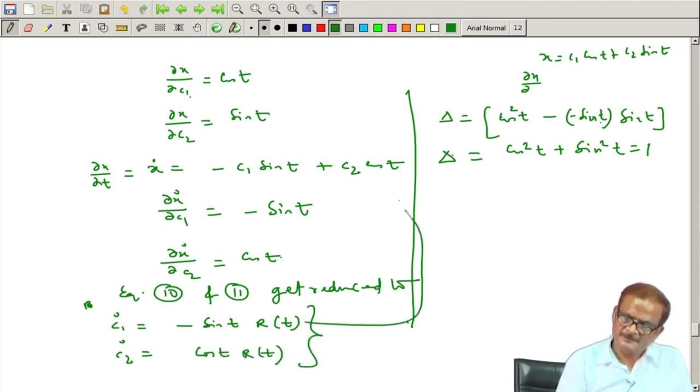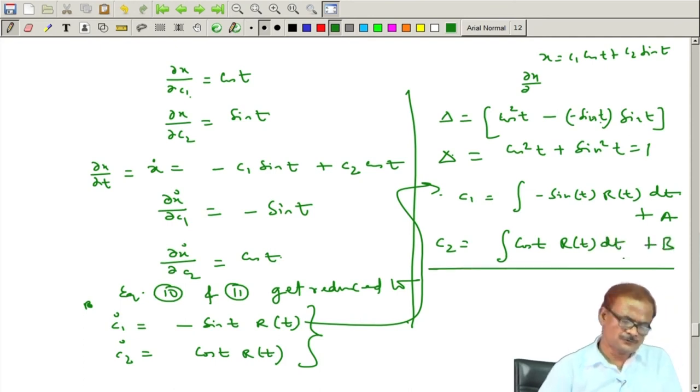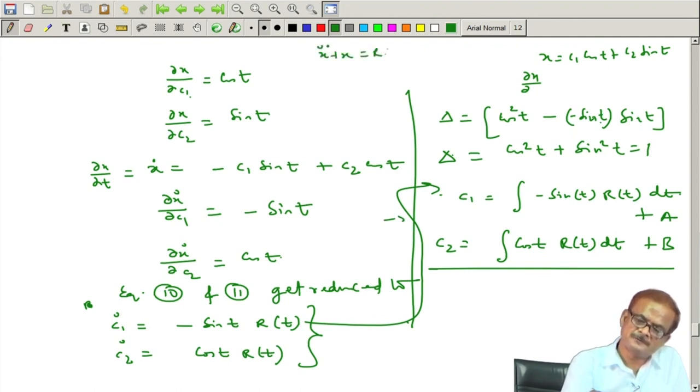And if we integrate it, we get c1 equal to minus the integral of sin t r(t) dt plus some constant a, and c2 equal to the integral of cos t r(t) dt plus some constant b. So, this is the solution. So, how the parameter is varying with time, we get through a very simple example of taking ẍ plus x equal to r(t).